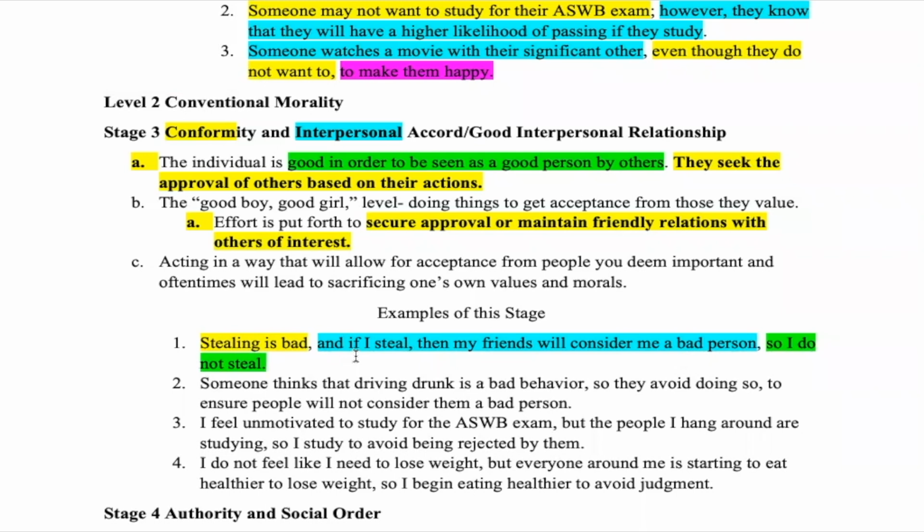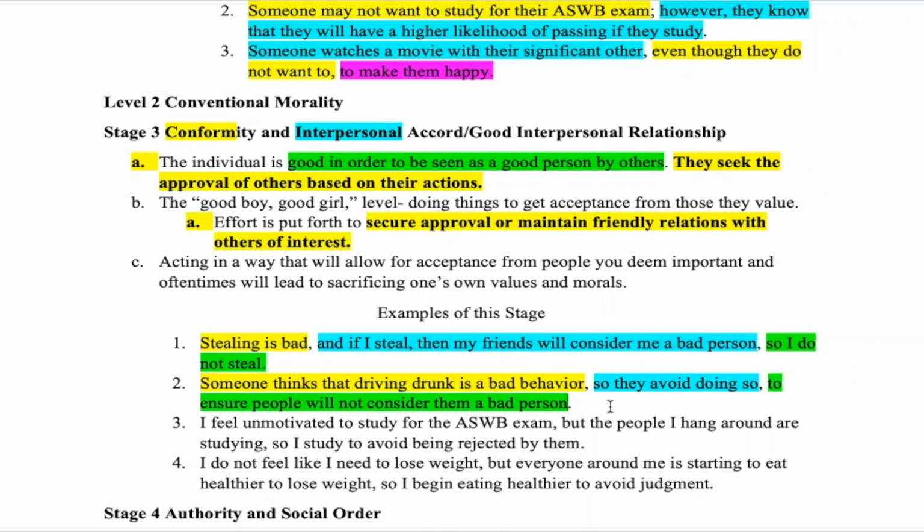Another example, someone thinks that driving drunk is a bad behavior, so they avoid doing so to ensure people will not consider them a bad person. So someone thinks that driving drunk is a bad behavior. That is the thought process here. So they avoid driving drunk. And it's not because they think it's a good idea. So it's a way for people to not consider them a bad person.